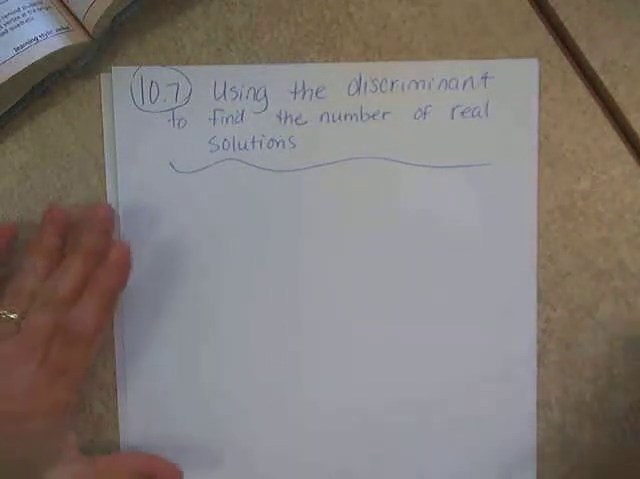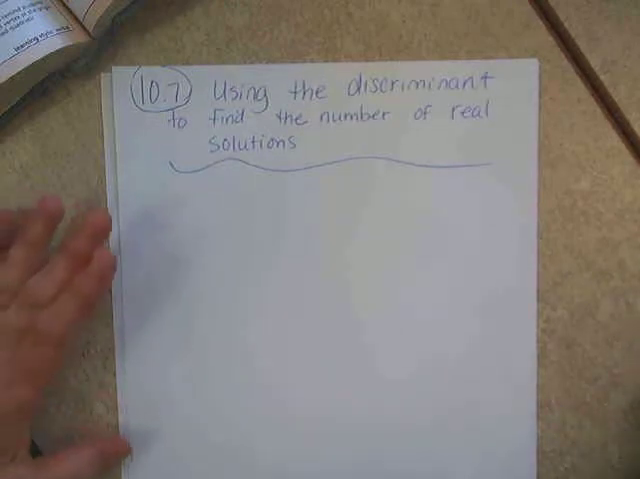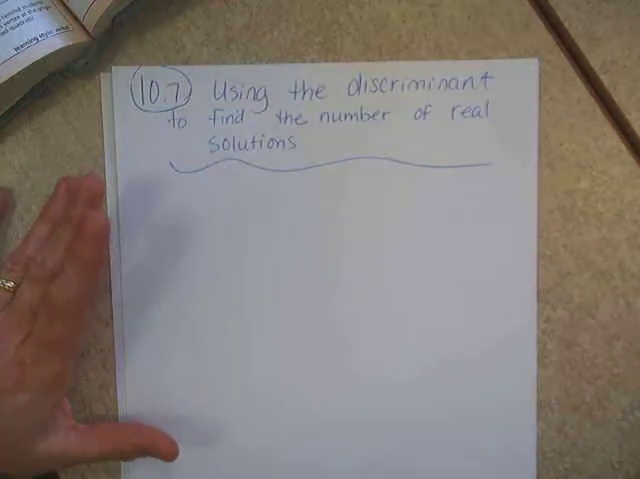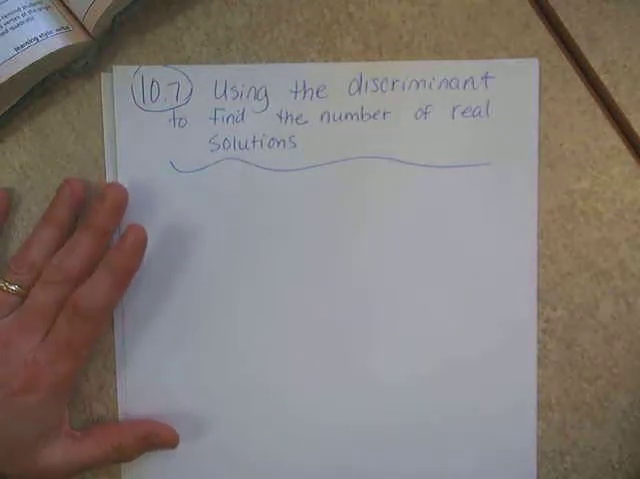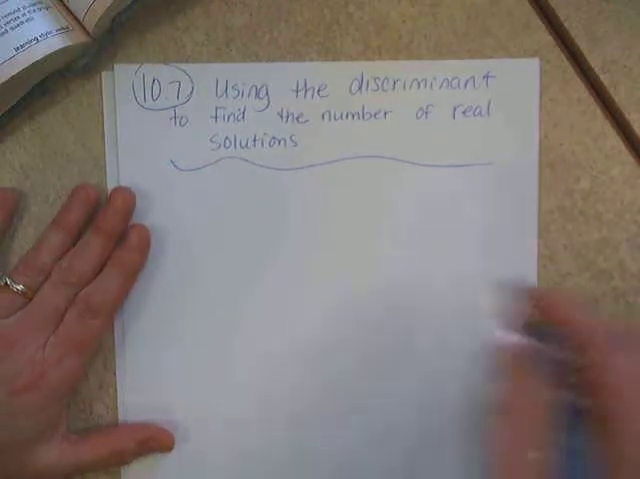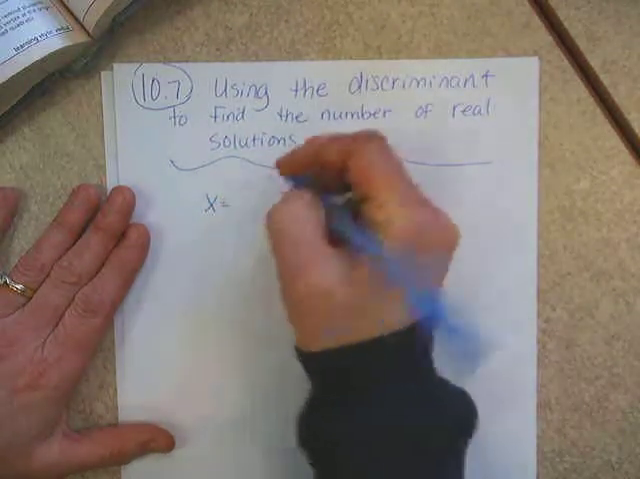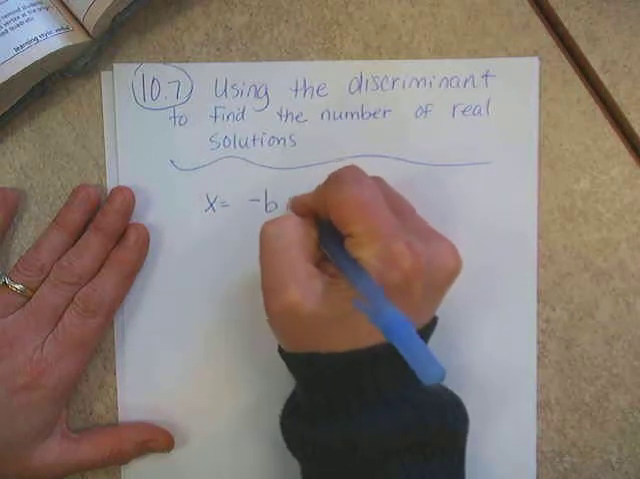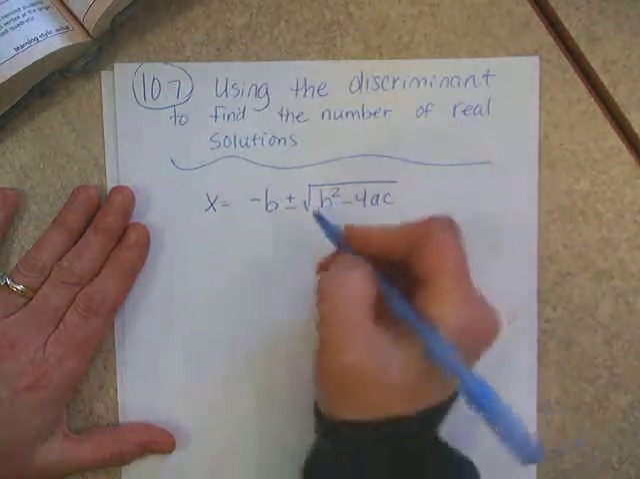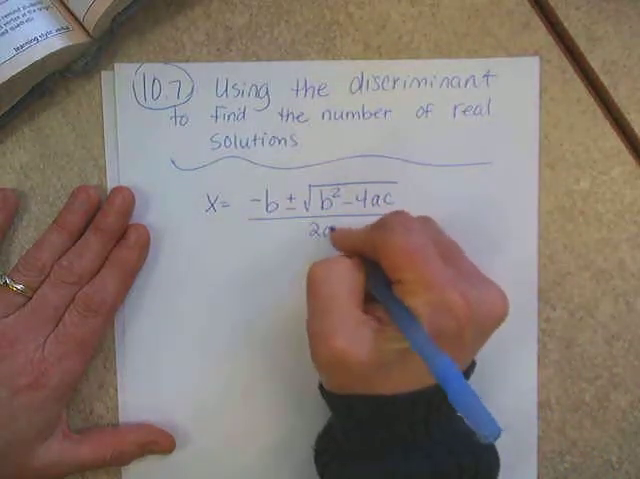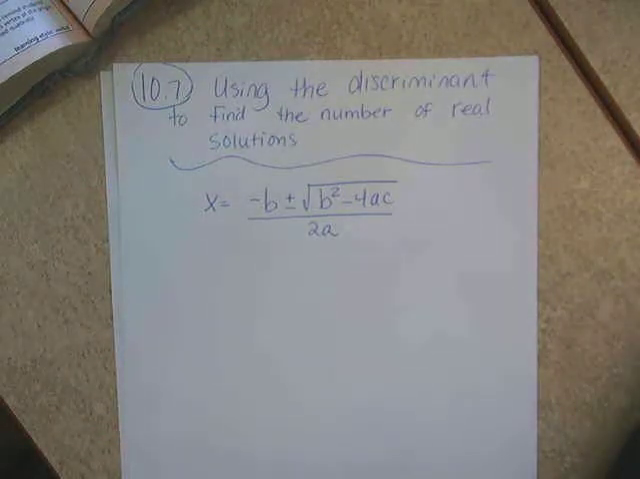Okay, so in 10.7 we're using the discriminant to find the number of real solutions. The book shows this actually after you learn about the quadratic formula. I'm going to show you the quadratic formula. It is negative b plus or minus the square root of b squared minus 4ac all over 2a. The quadratic formula is a way to find the real solutions and down the road imaginary solutions, but we're going to focus on the real.